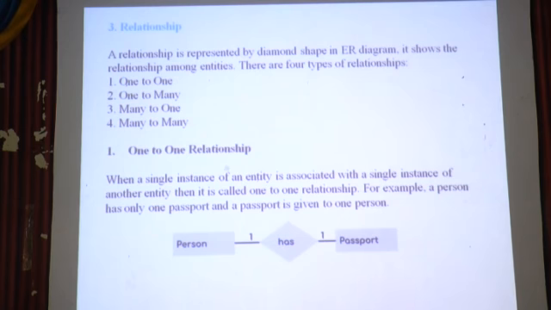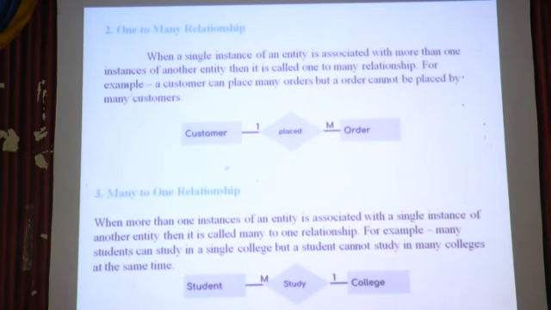When a single instance of an entity is associated with a single instance of another entity, it is called a one-to-one relationship. Next one is the one-to-many relationship. When a single instance of an entity is associated with more than one instance of another entity, it is called a one-to-many relationship. For example, a customer can place many orders, but an order cannot be placed by many customers. This is a one-to-many relationship.